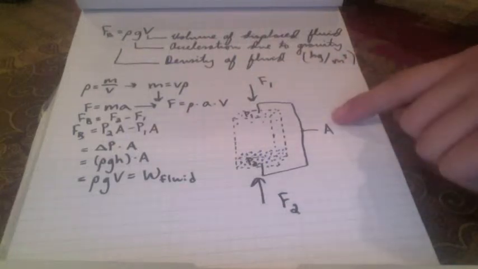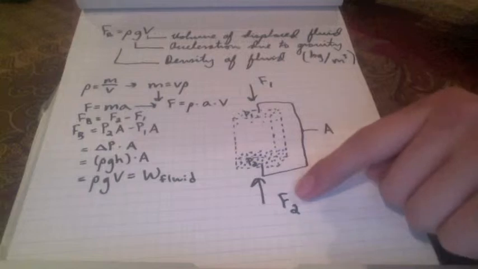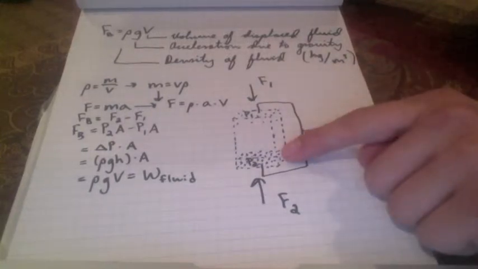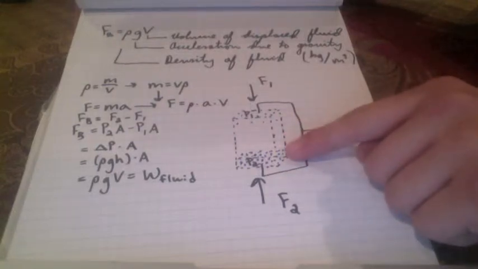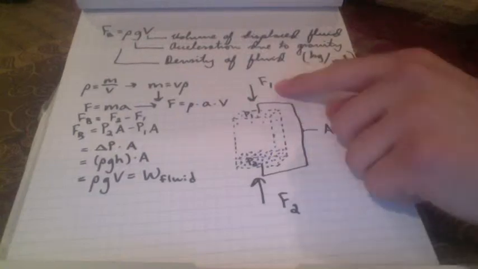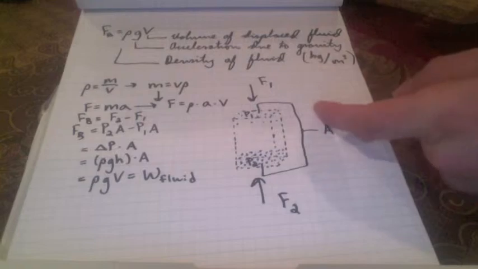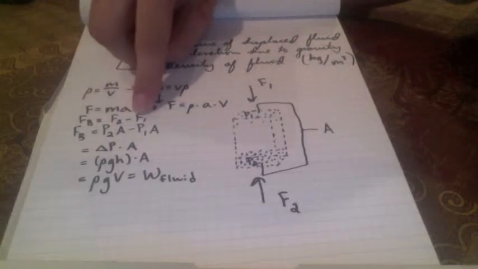Because pressure equals force over area, and these areas are the same, F2 is going to be greater than F1 because you have a higher pressure here. And so if we're looking at the force that this column of fluid applies, it's going to be the second force minus the first force, and it's going to be in the upward direction. So that's our buoyant force. The buoyant force equals F2 minus F1.